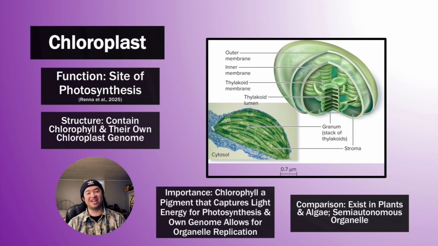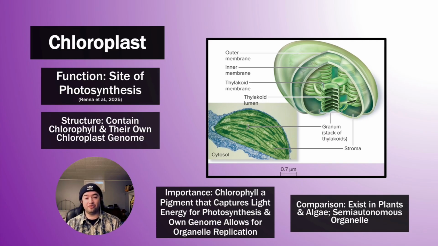So the next organelle I'll be discussing is the chloroplast, which are green. The chloroplast's main function is that they're the site of photosynthesis. Photosynthesis is the process of converting light energy along with other molecules into organic products like glucose and oxygen. Chloroplasts are mainly found in plants and algae, however, they are considered semi-autonomous organelles as they contain their own separate genomes that are different than the rest of the genomes in the larger plant cell.